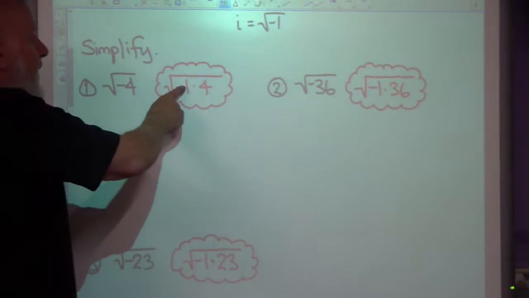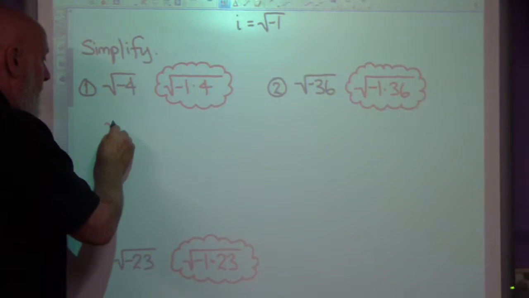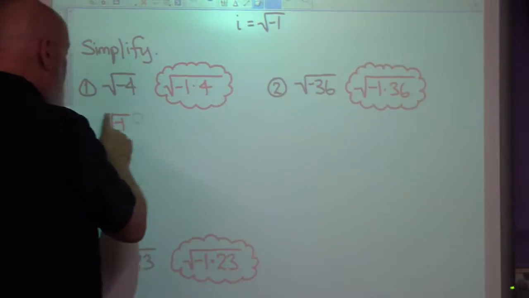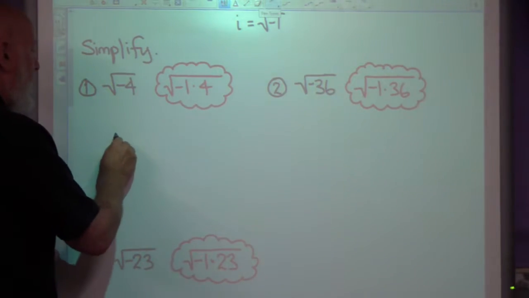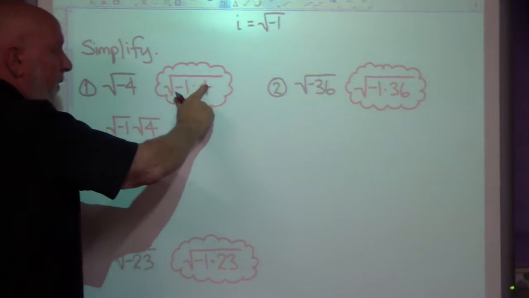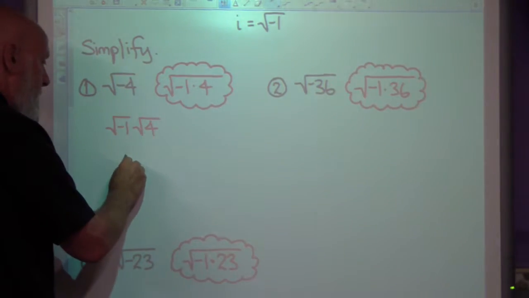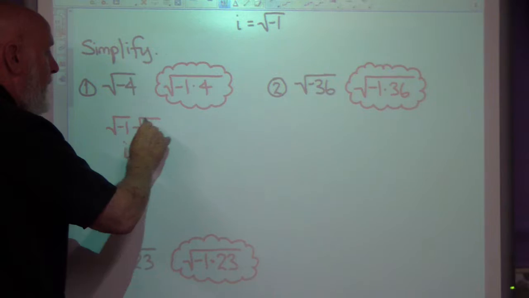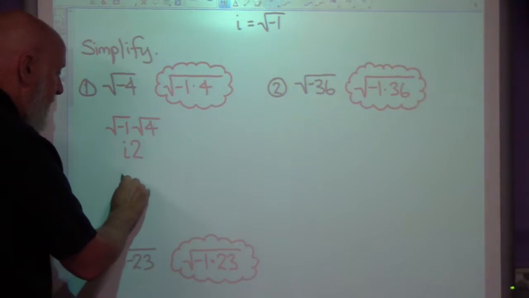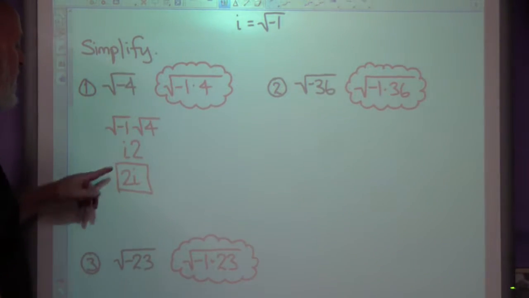So I'm going to pull this out from under the radical, so to speak. I'm going to think of this as the square root of negative 1 times the square root of 4. The square root of negative 1, by definition, is i. And the square root of 4 is 2. And usually we put the real number first and just call that 2i. So the square root of negative 4 is 2i.